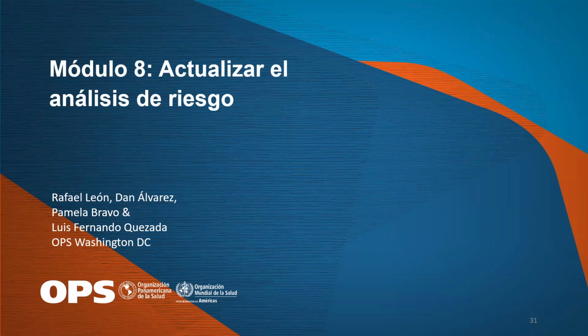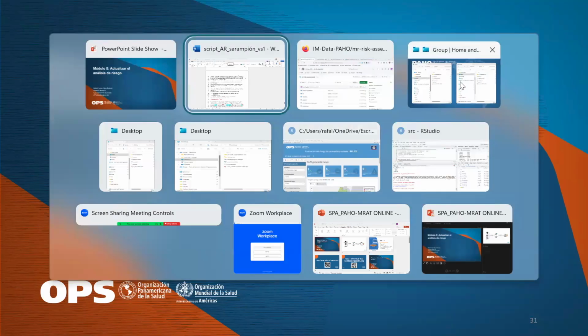In this tutorial, we will learn how to execute the tool once again if you have previously executed it, for example, in 2023, and if there are no changes in the maps or shapefiles of your country. If you have not previously executed the risk analysis tool, we recommend that you go back to modules 1 through 7, which will teach you all of the concepts you need to understand to execute the tool the first time.